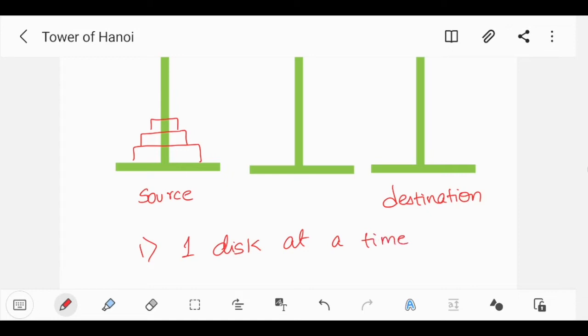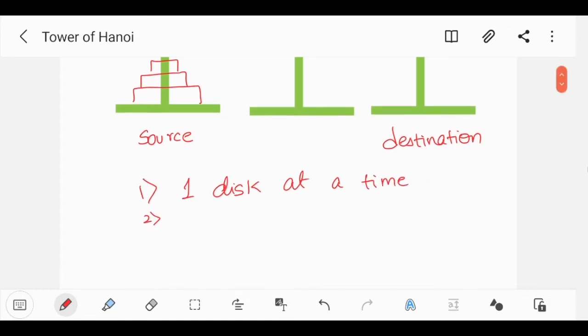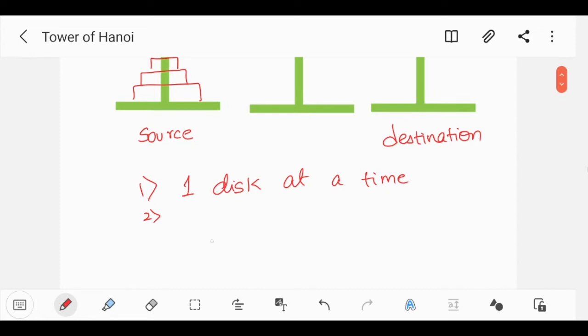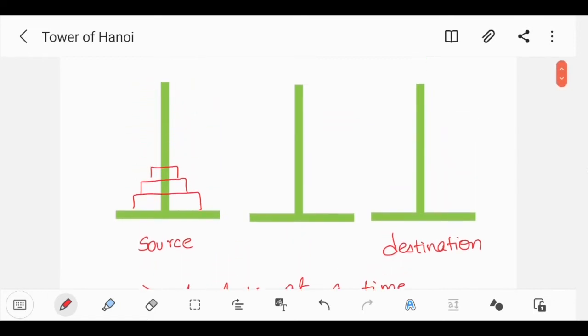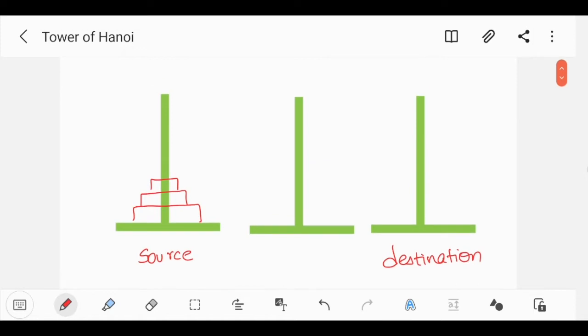The second constraint is that at no point of time you can have a scenario like this. We're talking about discs of varying sizes, right? So you cannot have a smaller disc below and a bigger disc above it. This is something which shouldn't happen at any point of time while you are transferring the discs from the source to the destination. So with these two constraints, you're expected to transfer the set of discs from the source to the destination. That's it with the problem statement.